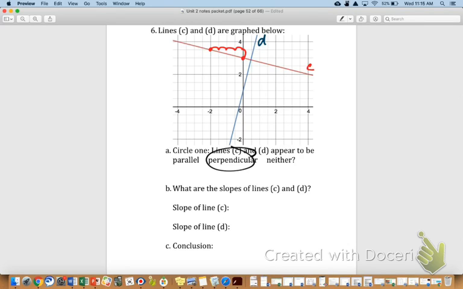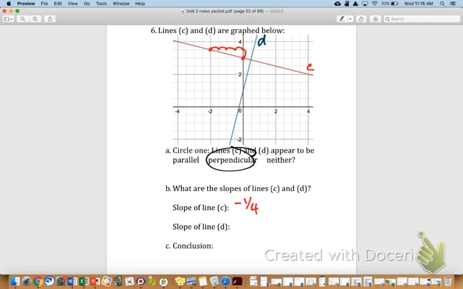Yeah, and so overall, isn't this red line heading downhill? So the slope has to be what type of thing? It's got to be negative. So if you said negative 1/4, I think we're on the same page. So slope of line C, negative 1/4, I think makes perfect sense.